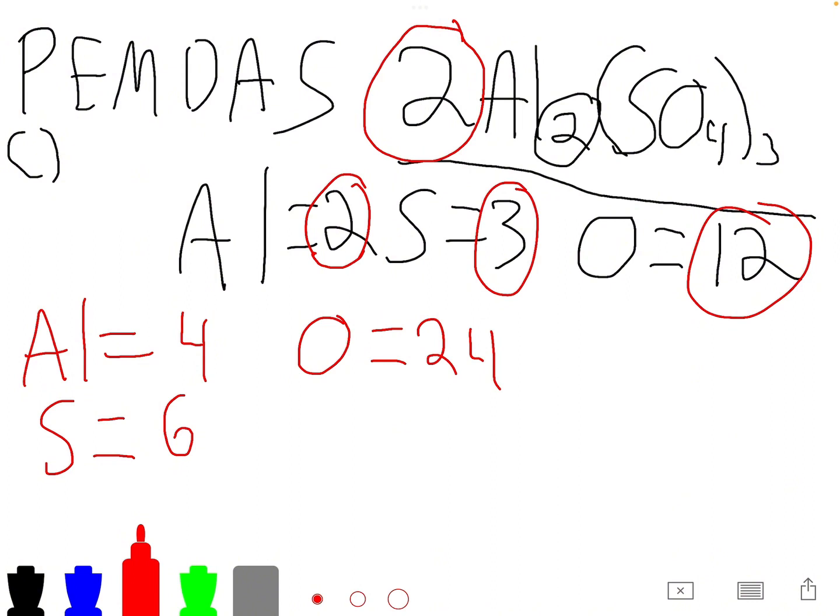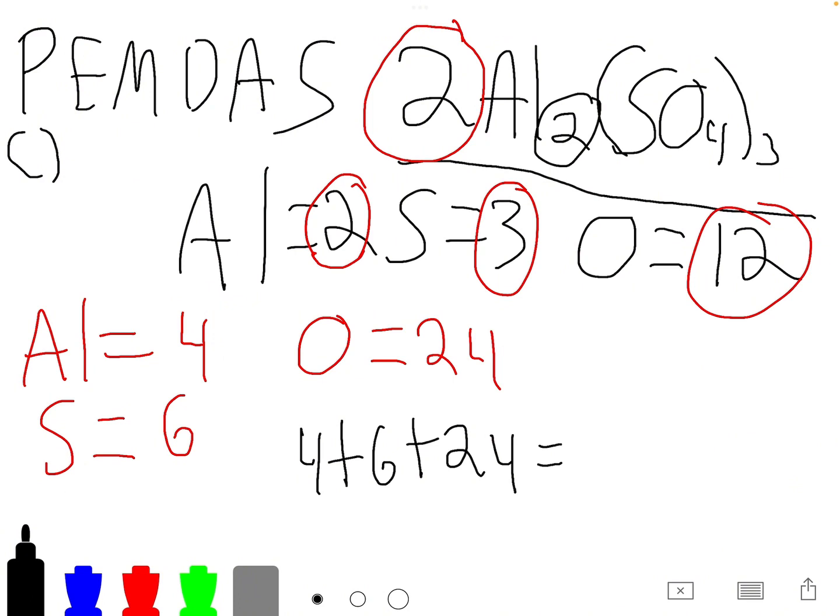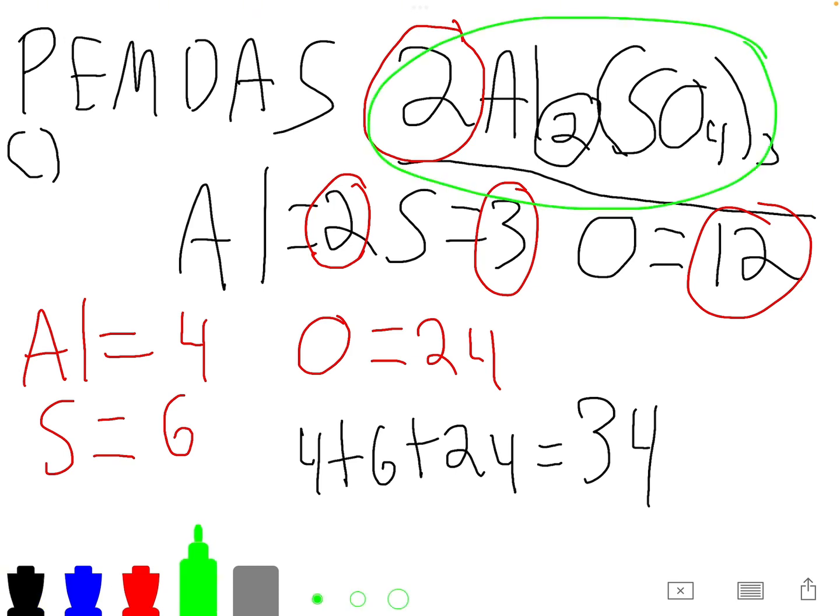So now all you're going to do to get the total amount of atoms is you're just going to add. And you add 4 plus 6 is 10, plus 24 is 34. So you have 34 total atoms in this element right here. So that's how you do that. So very, very easy.